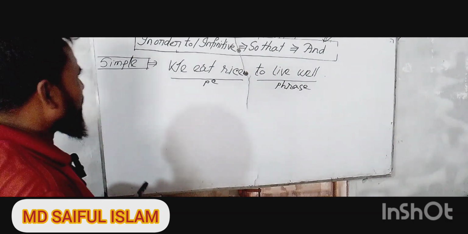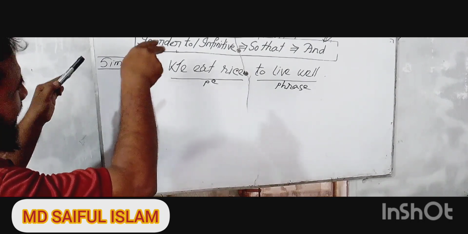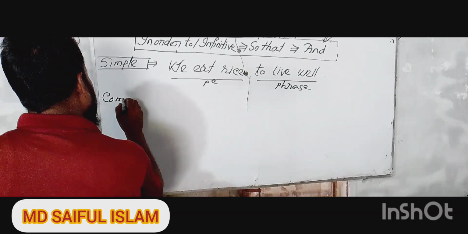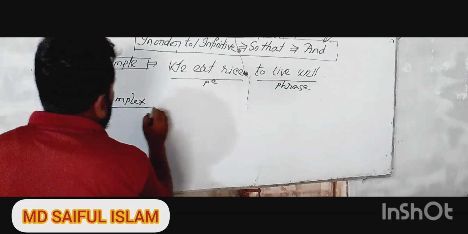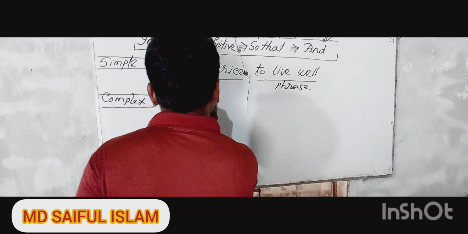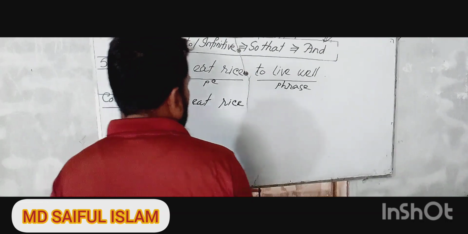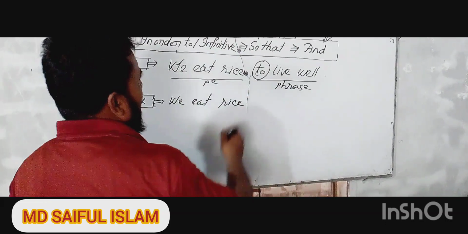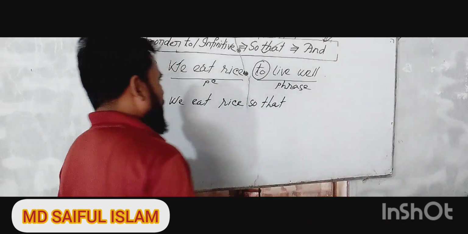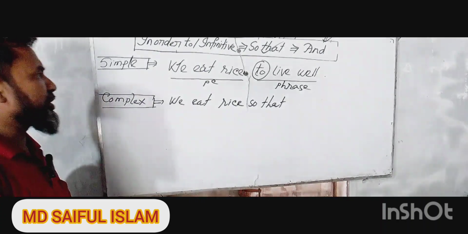So viewers, now we have to change this statement, or simple sentence, into a complex sentence. Start writing complex. Here we eat rice. Now, in place of "to", we have to use "so that". Now my question to you, my dear viewers: what is "so that"? Of course, a subordinate marker.